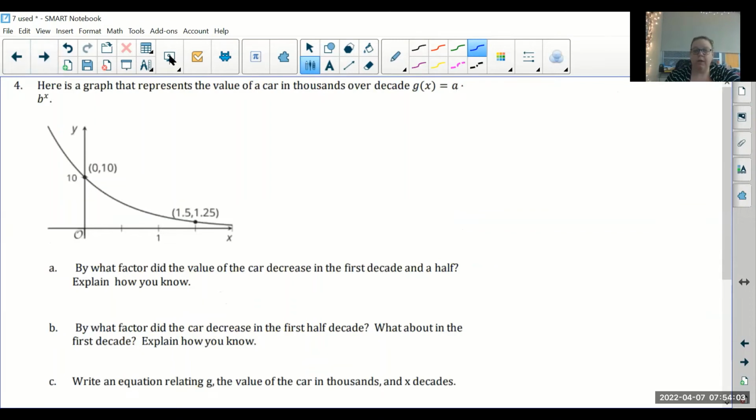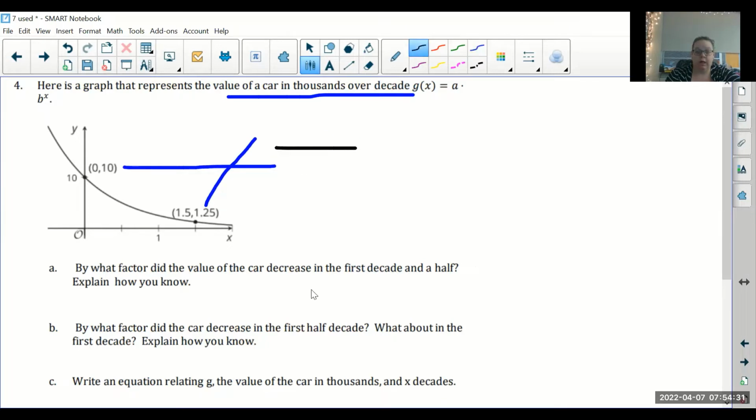So here's a graph that represents the value of a car in thousands over a decade. It says, by what factor did the value of the car decrease in the first decade and a half? So again, we're switching units. We're talking about a decade, and now it's asking about a decade and a half. So we're going to look here, and remember, when we're finding the rate, if we're given two numbers like this, we do the first number on the bottom and the second number on top, and we divide those two.